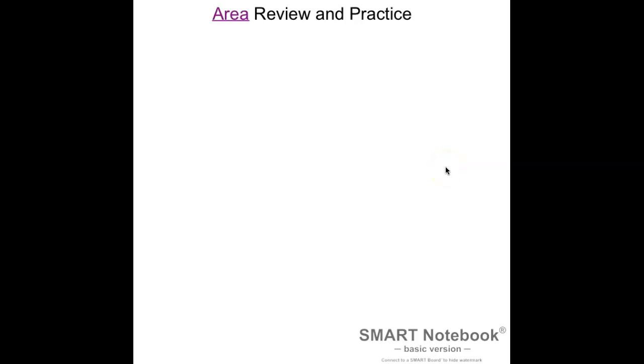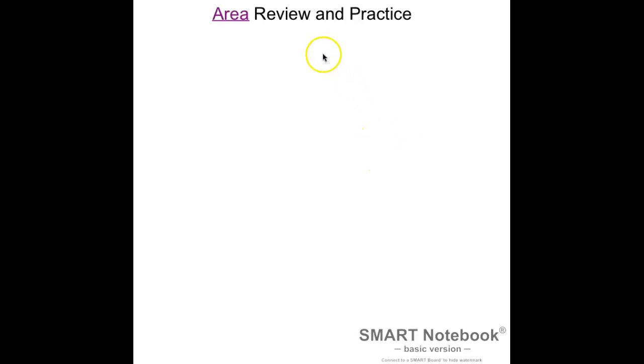Today we're going to review what we know already about area. So we've been working on area for a couple weeks now, but we've only been working with the area of regular shapes. So before we go on to finding the area of irregular shapes, I want to first review what we already know and practice.